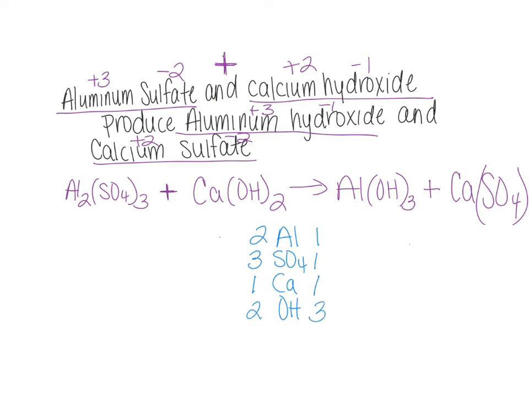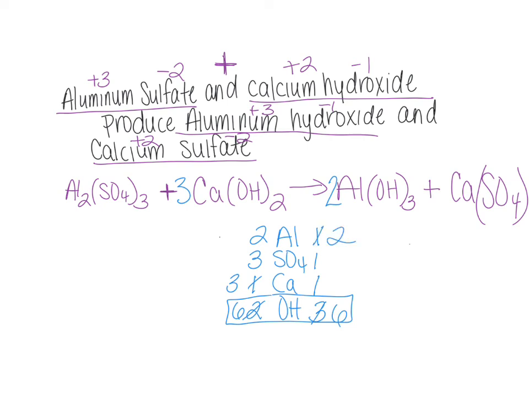So when I see this, I see a 2 and a 3. I'm going to attack this guy first because that's just a little easier for me. I see the common multiple between 2 and 3 is going to be 6. So I need to get 6 hydroxides on the reactant side. So I will put 3 in front of the calcium hydroxide. So now I have 6 hydroxides, but I also have 3 calciums. And then I'm going to put a 2 in front of my aluminum hydroxide. So now I have 6 hydroxides and I also have 2 aluminums.